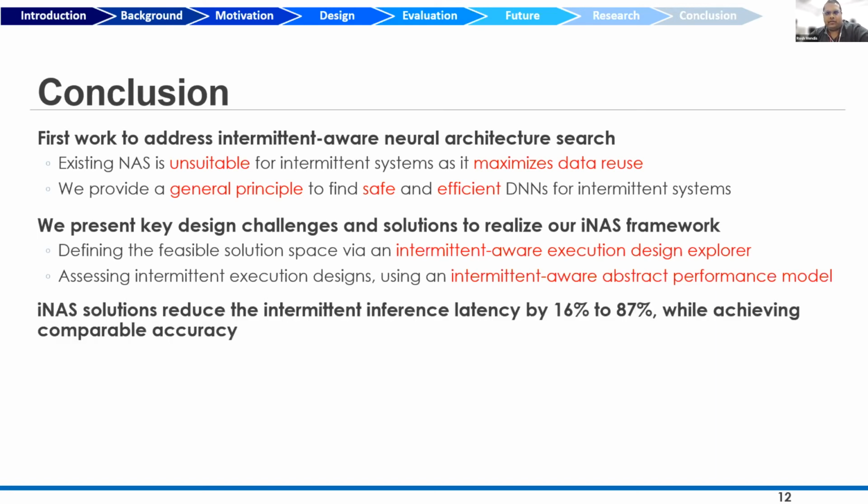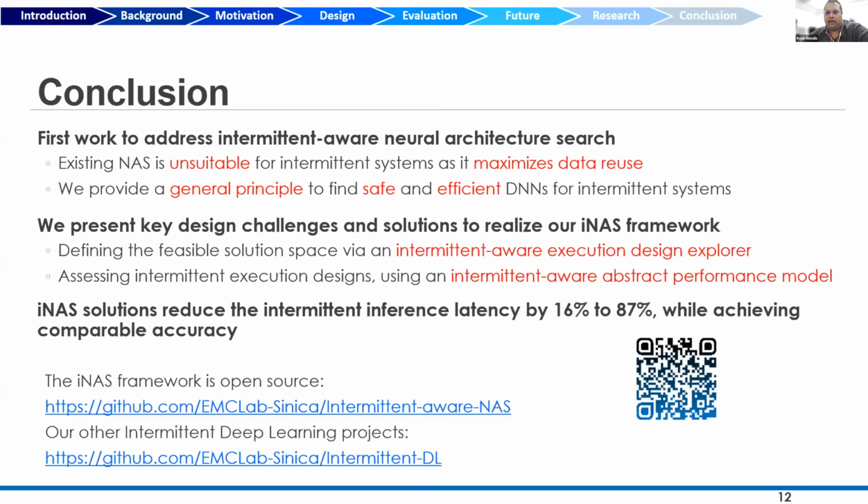We show that INAS solutions reduce the intermittent inference latency by 16 to 87% while achieving comparable accuracy. And improvements are more evident under a small energy budget or when hardware-aware NAS finds complex network architectures. And lastly, our INAS framework is made open source, and this enables anyone interested to design and deploy DNNs on energy harvesting edge devices. And thank you for listening, and I'm happy to answer any questions regarding our work. And please feel free to contact us for more details that you may require.